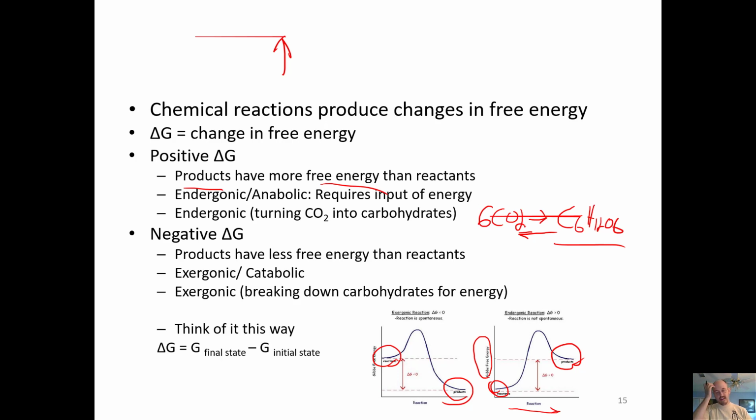Once again, when we calculate all this, it's the amount of energy at the end of the reaction minus the amount in the beginning. If you get a positive number, then it's an endergonic reaction. If you get a negative number, then it's an exergonic reaction.